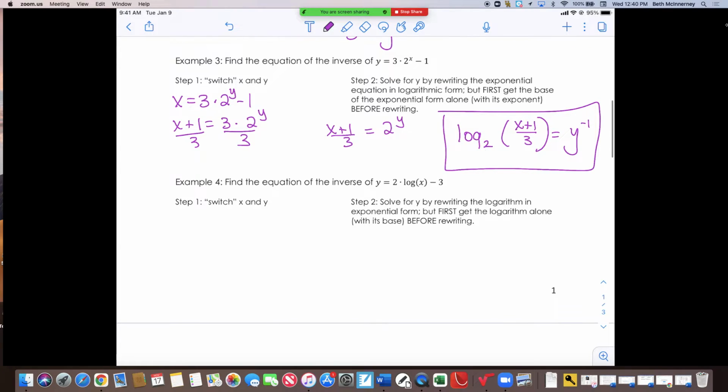All right, let's try example 4. Find the equation of the inverse of y equals 2 times log x minus 3. So step 1, switch the x and the y.